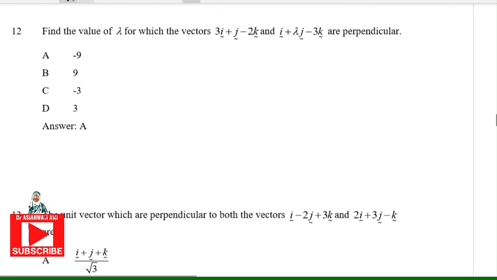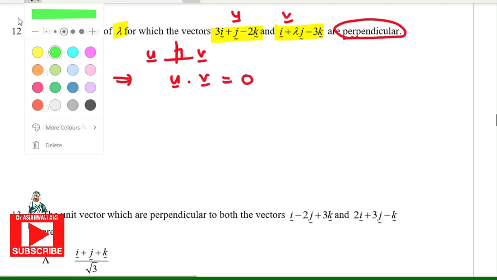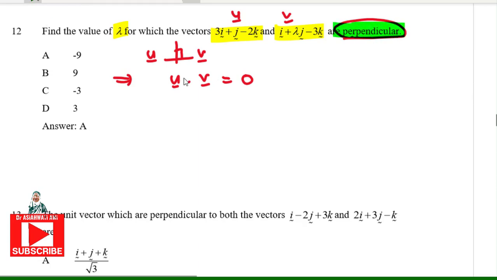Number 12. Find the value of lambda for which the vectors are perpendicular. So name this one U and V. Vector U is perpendicular to vector V, so it implies that vector U dot vector V is equal to 0. When two vectors are perpendicular, you have to remember this statement: U dot V is equal to 0.